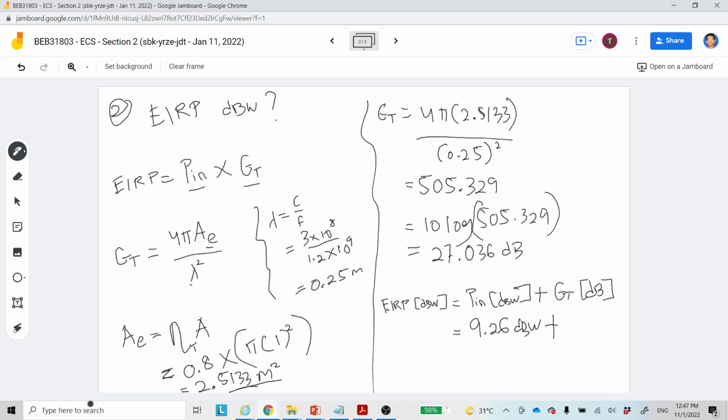Tambahkan dengan 27.036. Okay, so I got this one as equal to 36.296 dBW. Nampak eh? Kalau saya nak kira dalam watt, saya darabkanlah dengan gain, absolute value. Cuma bagusnya kalau dalam decibel ni, kita tambah sajalah, lagi senang. Okay, kalau dalam decibel, dia jadi tambah.